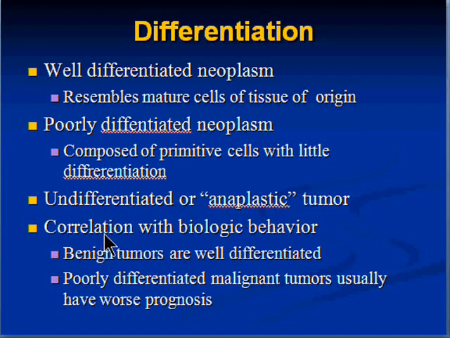Now, as you might guess, how these malignant cells look is going to predict how they behave. You don't need a degree in rocket science to figure out that if cells look a lot like normal tissue, they're probably going to behave, in other words infiltrate or metastasize, less likely than cells that are poorly differentiated. Here's a really good example.